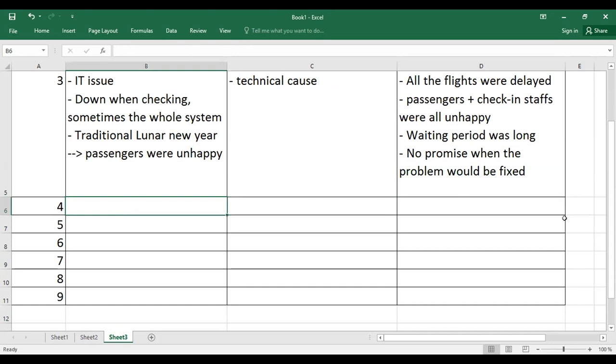Okay, thank you. Anyone got any other parts of a business? Got an example?